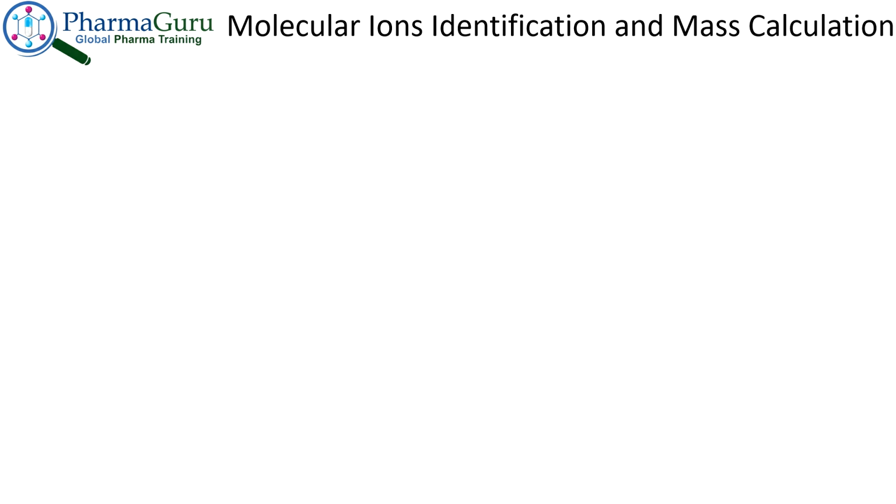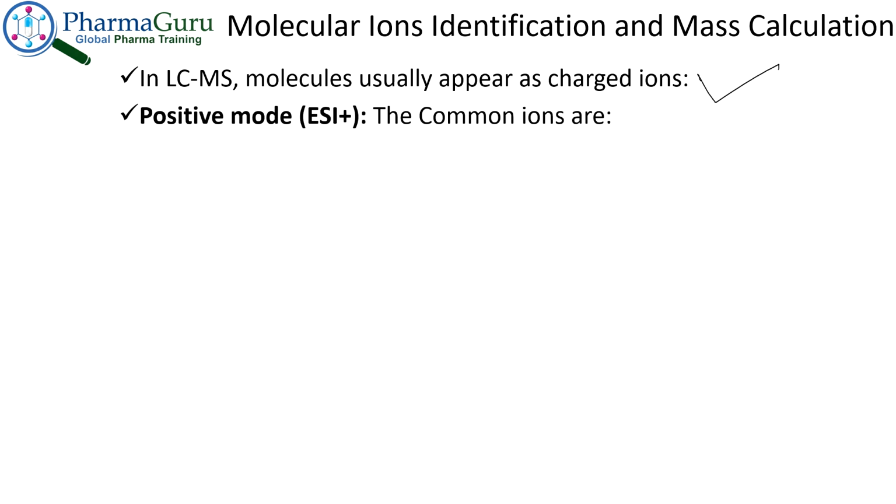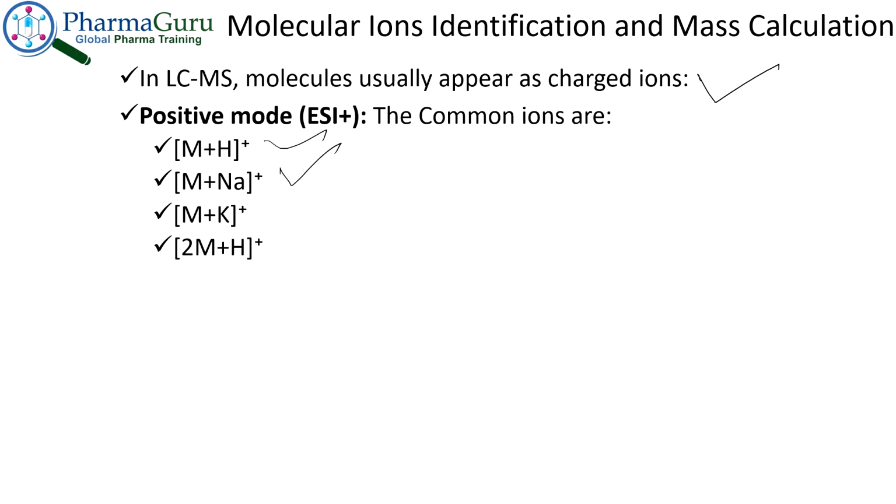Molecular ions identification and mass calculation. In LCMS, molecules usually appear as a charged ion. It can be operated in both positive and negative mode. Now, in positive mode or ESI positive, the common ions are M plus H, M plus Na, M plus K, 2M plus H. Now the question comes, how is molecular weight or molecular mass calculated.